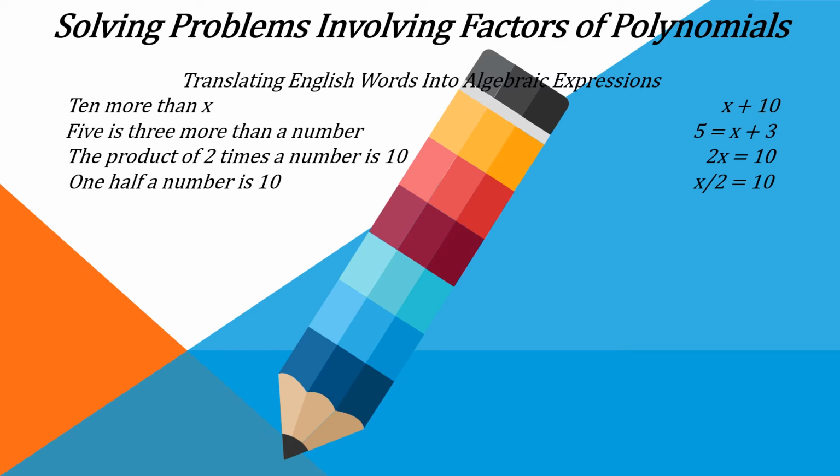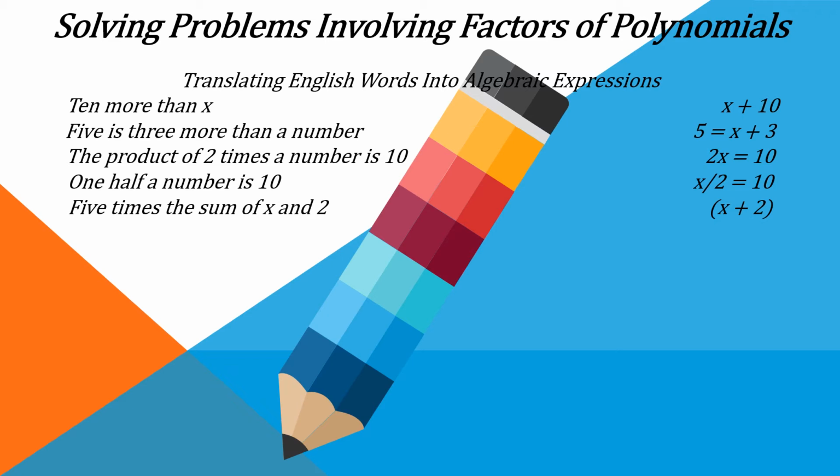1/2 of a number is 10. When we say 1/2 of a number, it is division. Therefore, 1/2 of a number is 10 is equal to x divided by 2 equal to 10. Or if we use multiplication, it is simply 1/2 multiplied by x is equal to 10, and simplifying that, x over 2 is equal to 10.